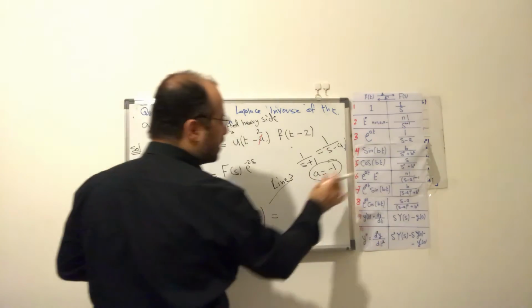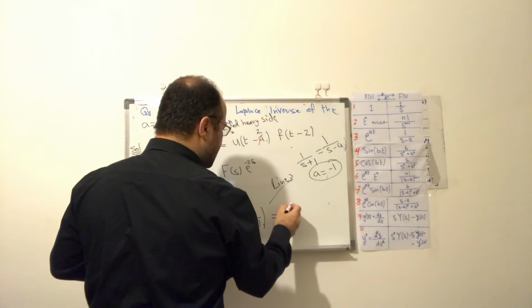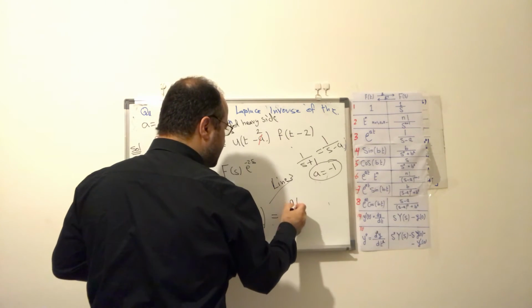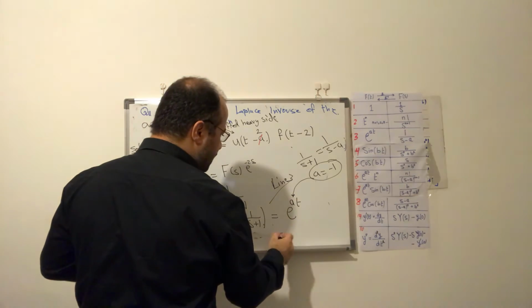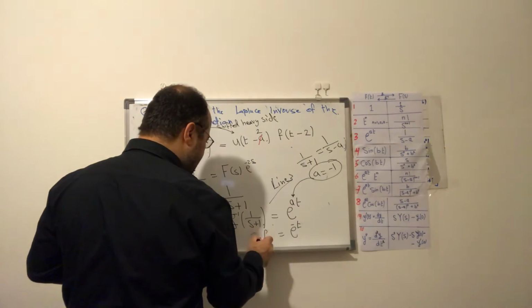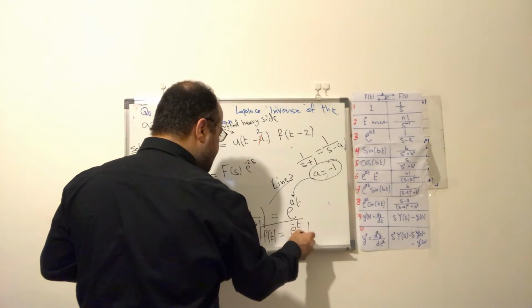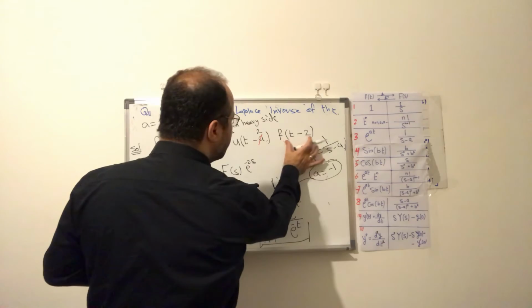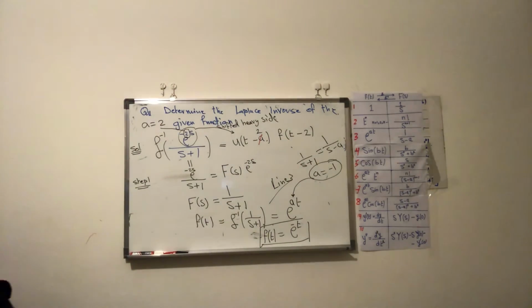So if you go backward, you're supposed to get e to the at, yeah? And your a here is minus 1, then you get e minus t. That thing is your f of t, right? Now this f of t should be shifted 2 units.